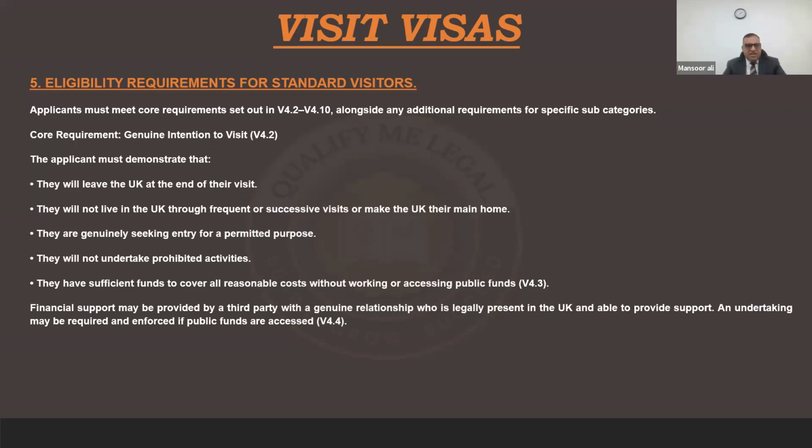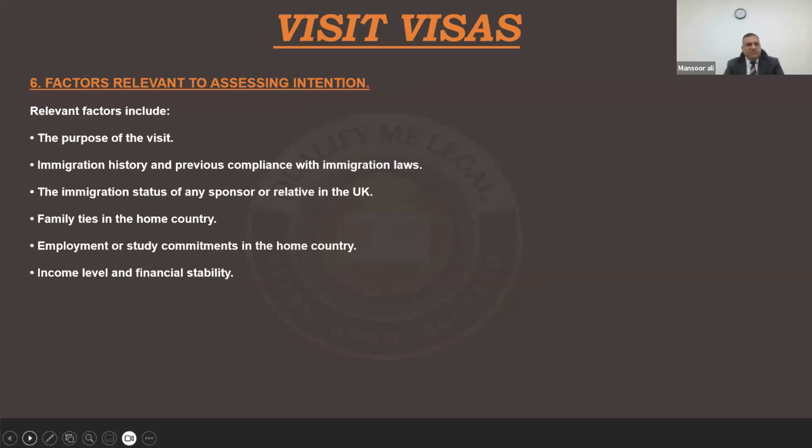And on top of that, if you have funds, you need to demonstrate funds through a bank statement. So you need to tell the Home Office that, look, these are the funds which are specified for the purpose of this visit and which I'm going to use for the purpose of this visit. So these are the fund requirements. Apart from that, let me now explain what documents are required in order to apply for a visit visa.